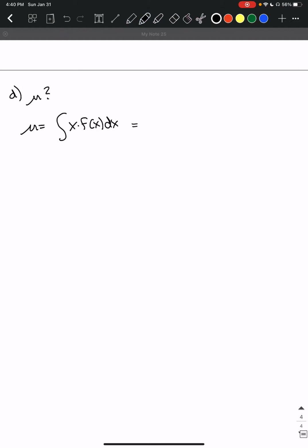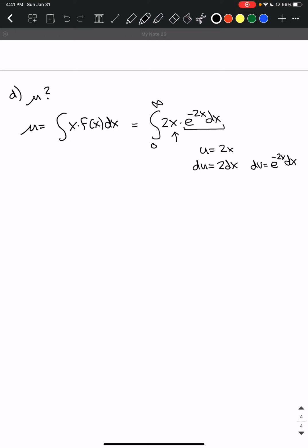And so this gives me, let's write it all out, 2x times e to the minus 2x dx from 0 to infinity. And essentially this boils down to an integration by parts, right? So we have this x term here. I can let u is equal to 2x, du is equal to 2 dx. And then I can let this right here be my dv, e to the minus 2x dx. And if I integrate upwards, I get this is equal to minus a half e to the minus 2x.